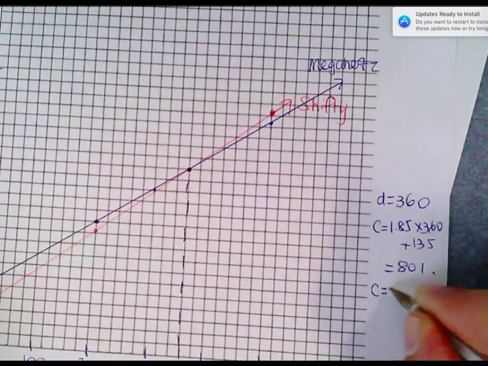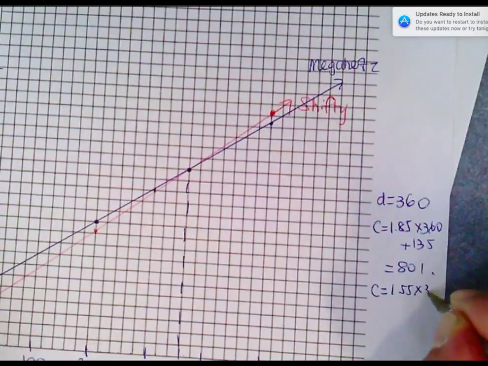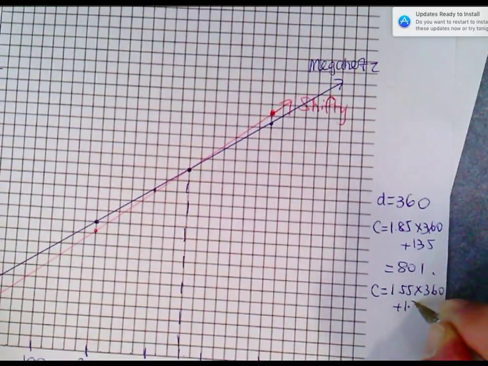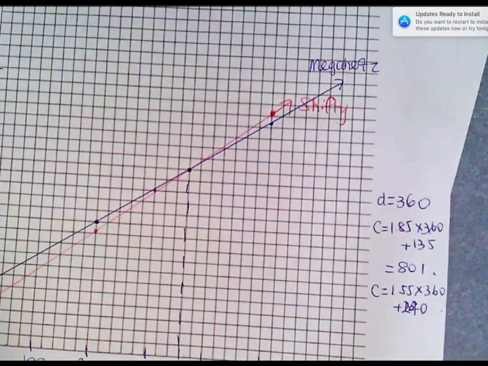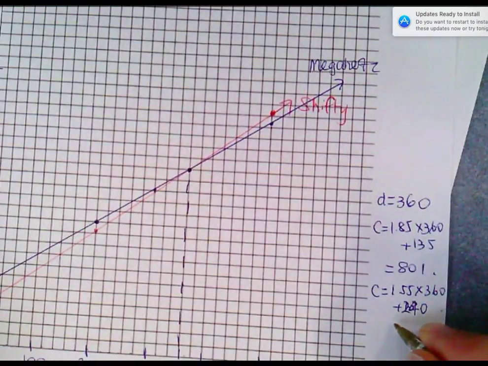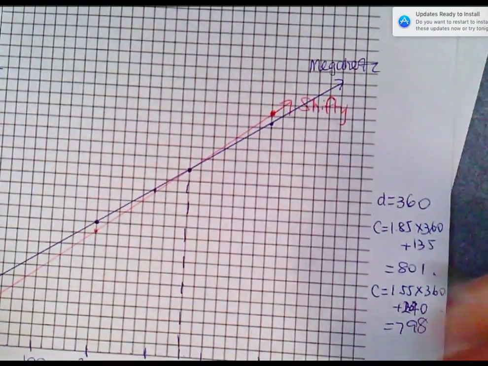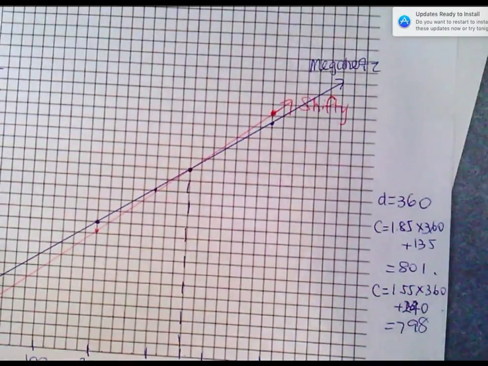And for the other formula, 1.55 times 360 plus 240 gives me about 798. Now, they're not exact, but they are very, very close, okay? It's only a difference of a couple of dollars.